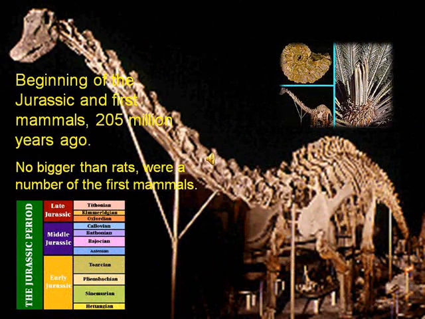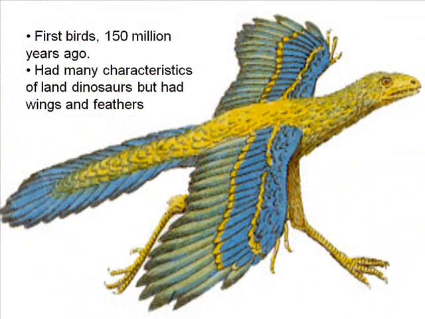Beginning of the Jurassic period and the first mammals, 205 million years ago. No bigger than rats were the first mammals. First birds, 150 million years ago, had characteristics of land dinosaurs but had wings and feathers.